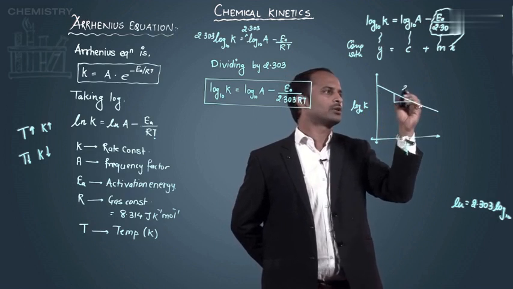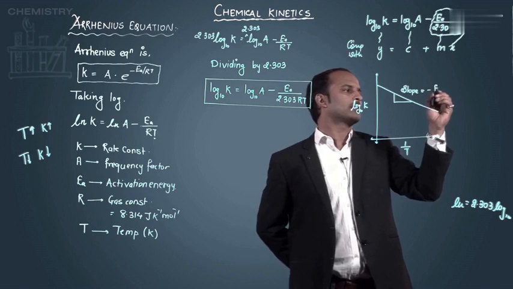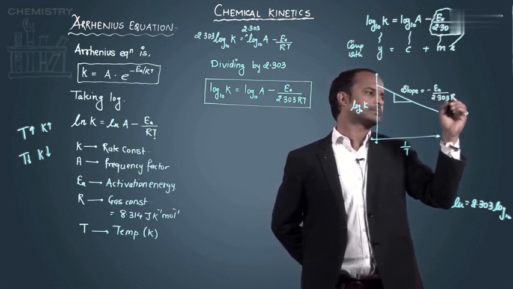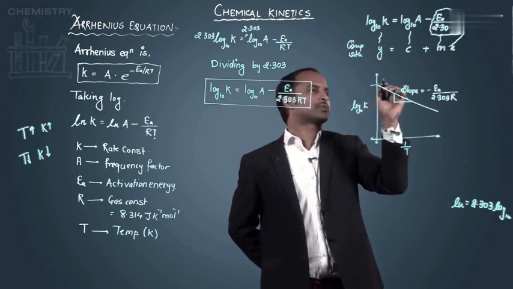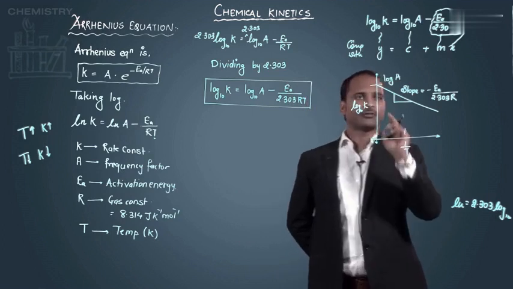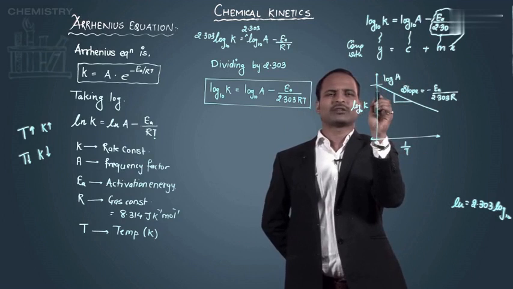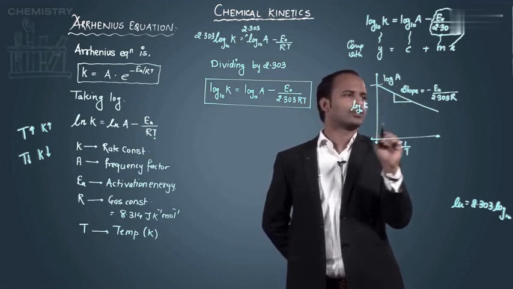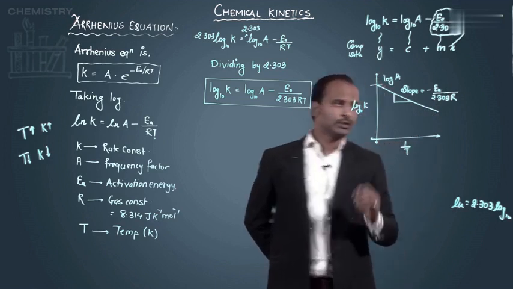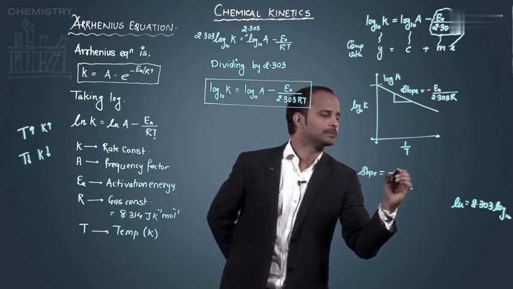Here the slope is equal to minus EA upon 2.303 R, and the y-intercept is log of A. Means with the help of the graph, again I will get two things. I can calculate the value of the frequency factor, that is A. Whatever number we are getting, we will get log A. And from the graph, I can even calculate the activation energy. How? From the graph, I will get the value of the slope.